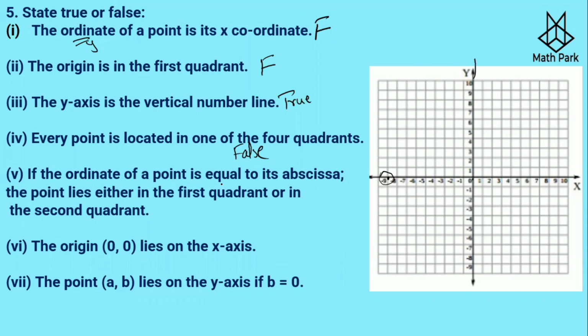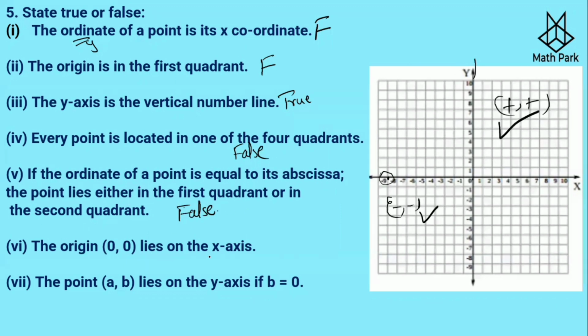If the ordinate of a point is equal to its abscissa, the point lies either in the first quadrant or the second quadrant. This is again false, because it will lie either in the first or in the third: if they are equal, both are positive or both are negative. So this is a false statement.